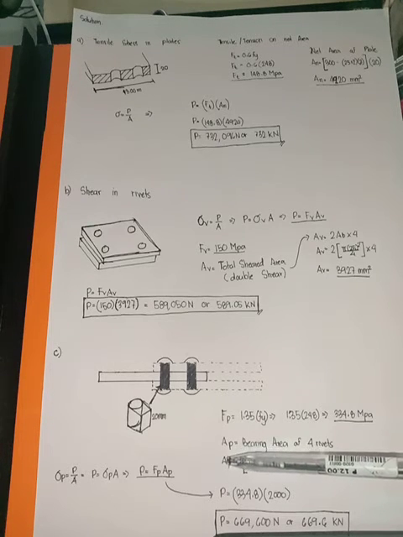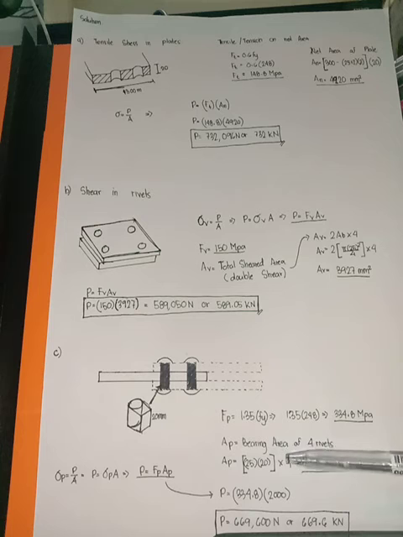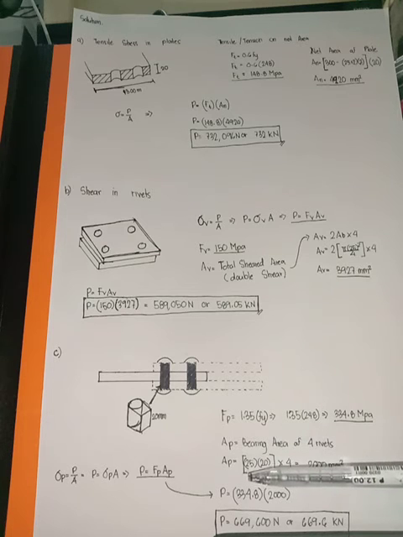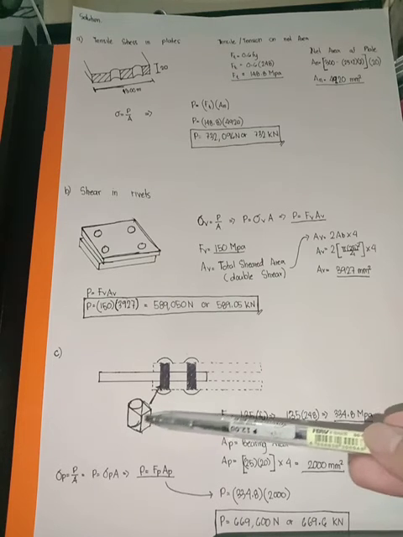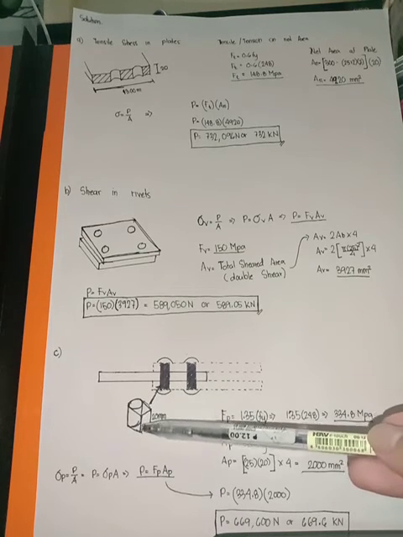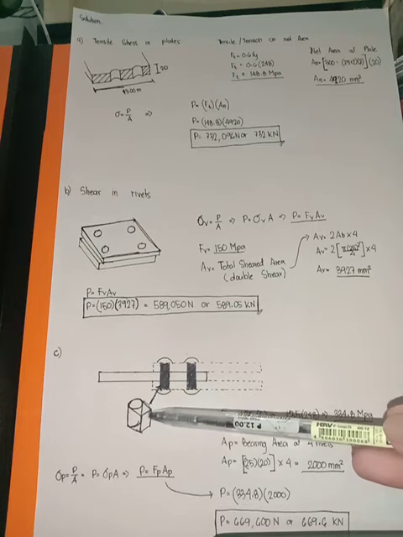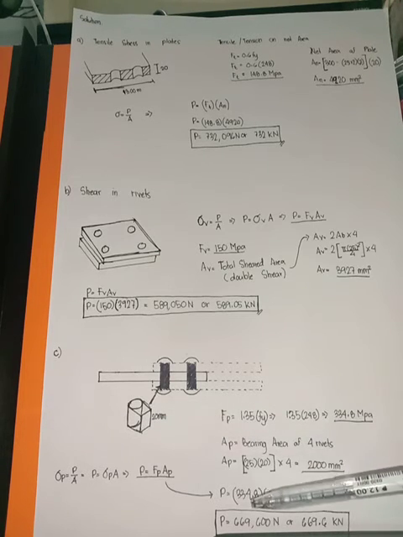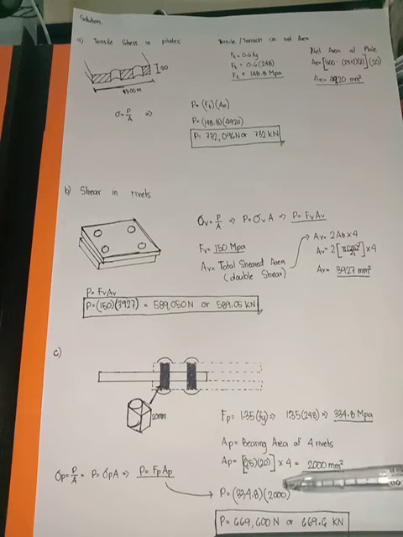Then the bearing area of the 4 rivets is 25 by 20. The 25 here is the given diameter, and the height is 20. So we have 25 times 20 times 4, because there are four rivets. So we get 2,000 mm squared. Now that we have the area under bearing stress, we can get the loading P.